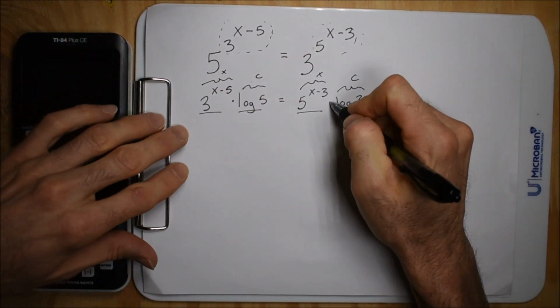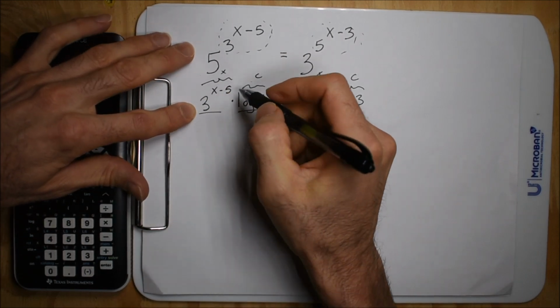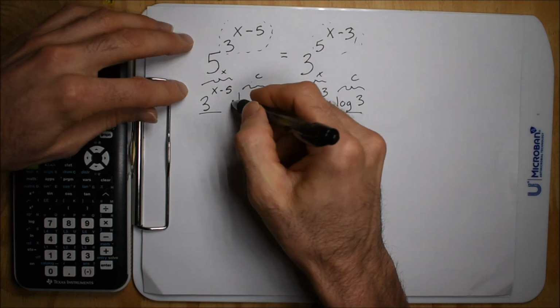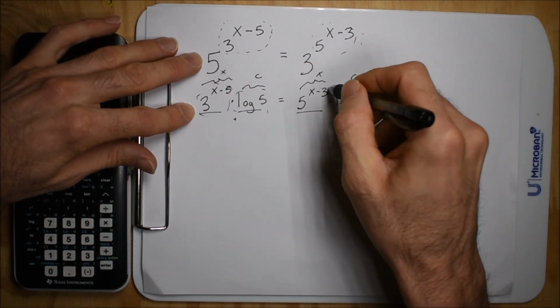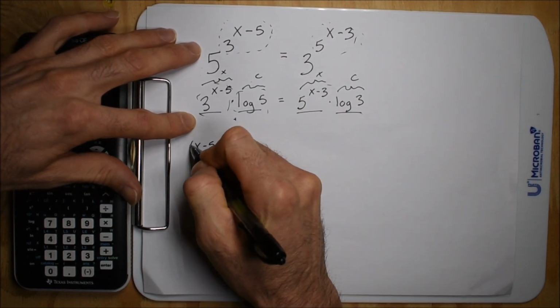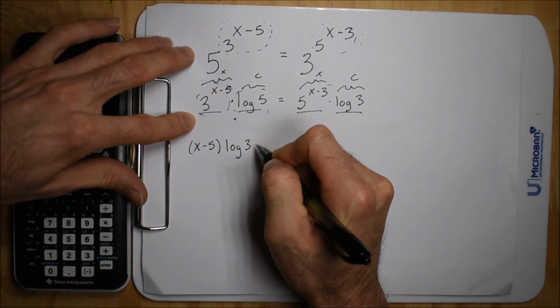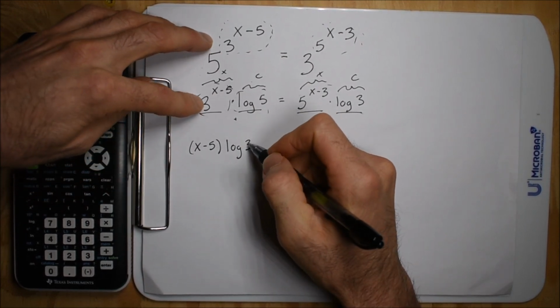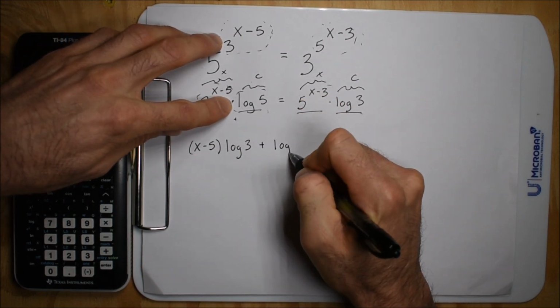But anyway, let's just chug it out again. Because it's a product, we're going to take the log of this plus the log of this. And then the same thing over here. Let's just do it. x minus 5, we brought it down. Log base 10, I'd use base 10, log base 10 of 3. Perfect. And now we're going to add it to the log.